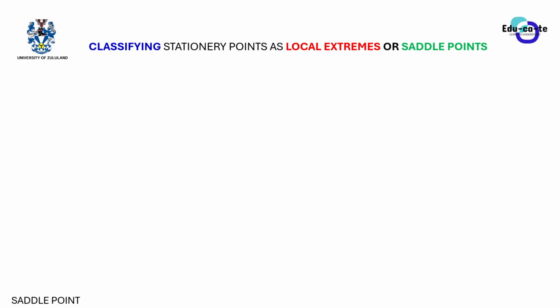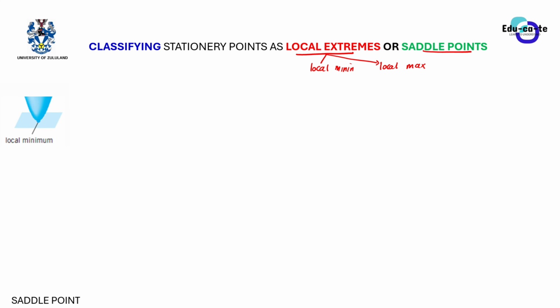Let us talk about classifying stationary points as local extremes or saddle points. Remember that local extremes are basically local minimum and local maximum turning points. These are known as local extremes all together. But saddle points are not minimum, they are not maximum, but they do have a gradient of 0. So we can classify them as stationary points.